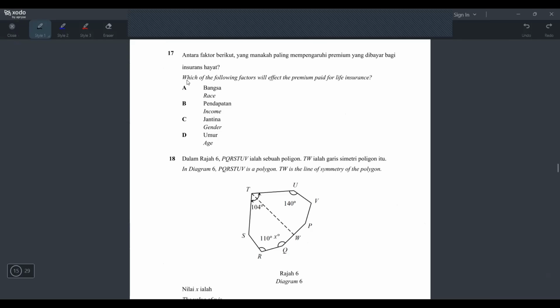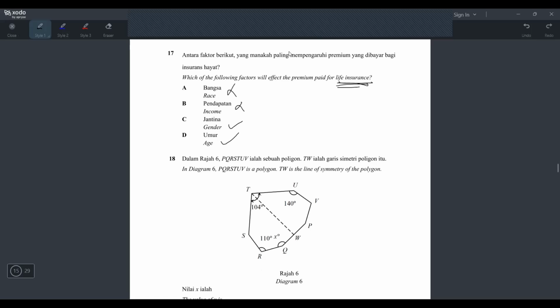Okay, let's continue with number 7. Which of the following factors will affect the premium paid for life insurance? Yang manakah paling mempengaruhi premium yang dibayar insurance hayat? Race, no. The answer is not race. Income, no. For life insurance, they don't look at the income. Gender, yes. Actually, they look at male, female. Age also, right?